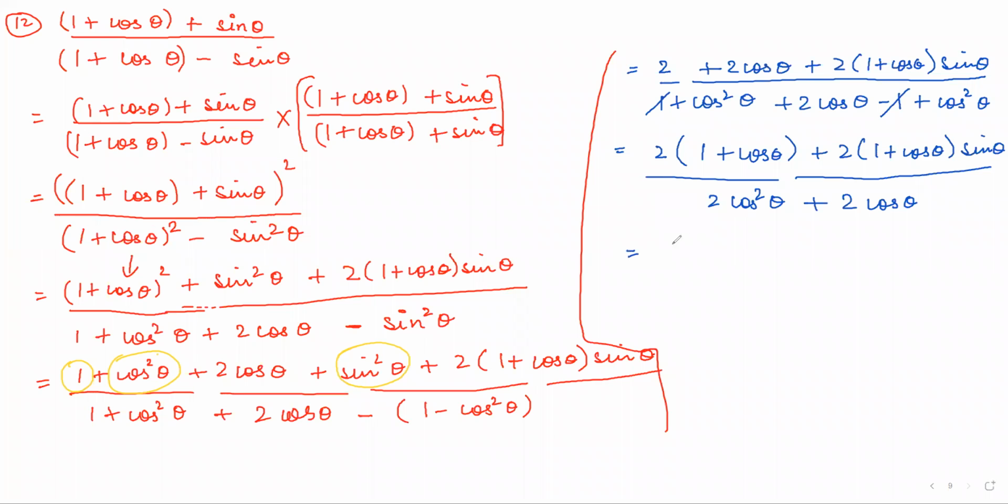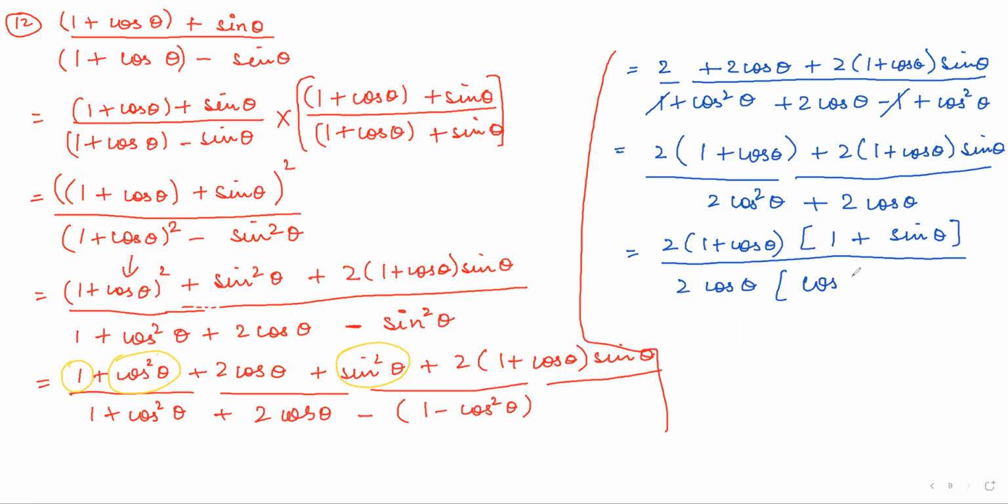Yes, ma'am. Now in the numerator, I can take 2 into (1 plus cos theta) common from both the terms. So I have 1 plus sine theta. Clear? Yes, ma'am. And then from the denominator also, I can take 2 cos theta common. So I have cos theta plus 1. Clear? Now this bracket will cancel out, 1 plus cos theta, 1 plus cos theta. And obviously 2 will also cancel out. So I'm only left with (1 plus sine theta) divided by cos theta. This is your RHS.